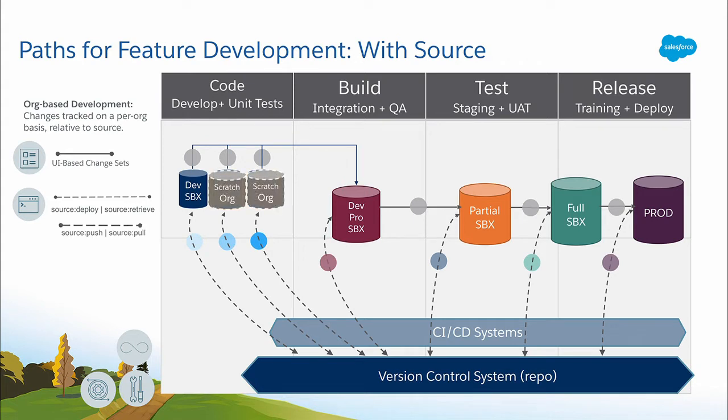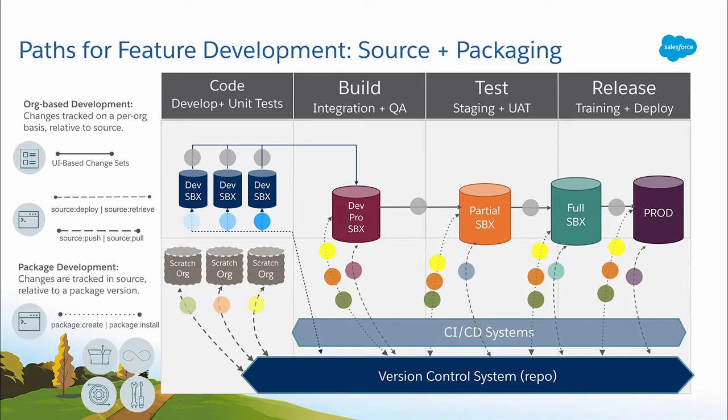But what if you want to get even more complicated? Well, we can add in different kinds of orgs. So you can see here, we don't have to just use source deploy and source retrieve. We can use source push and source pull and start using scratch orgs, because now that we have source control, we can start creating even more kinds of environments. More functionality in DX is available to us once we bring source control into the equation. So now I get more kinds of environments that my team can use just by using source control and the CLI. But if I want to do even more than that, I can introduce packaging into the equation.